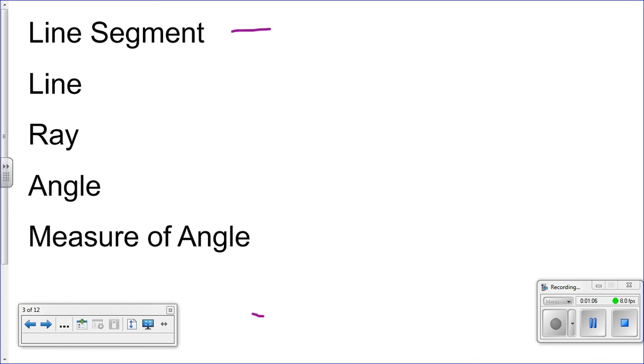So first we have a line segment. A line segment does not go on for infinity. It's made up of two endpoints, and to write this, you would draw a little line segment over AB. You could also flip that around and say BA. Both of those would be fine. Now a line is different because a line goes on for infinity, but you still need to have a couple points on there.